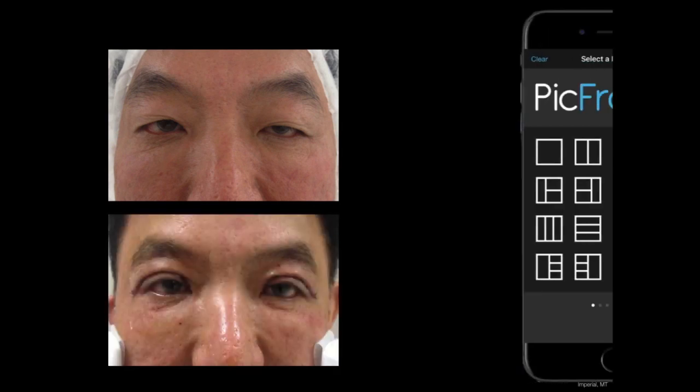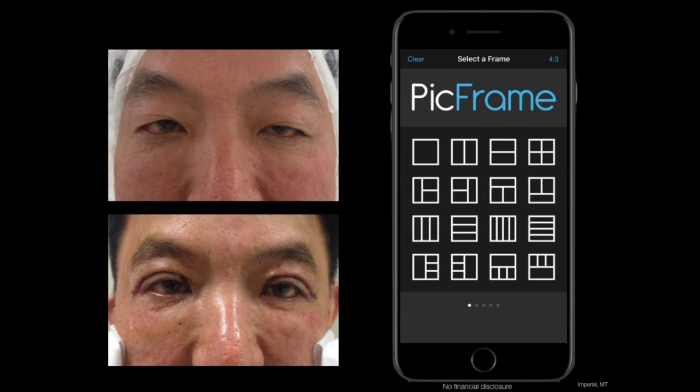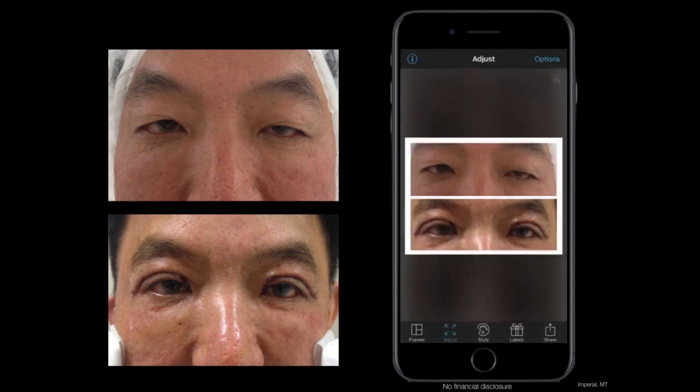What I do regularly now is take a pre-op and an immediate post-op of the patient with my smartphone. I then use an app called PicFrame to combine these two photos so I can show the patient how they look right after surgery. They are usually delighted to see the results immediately.